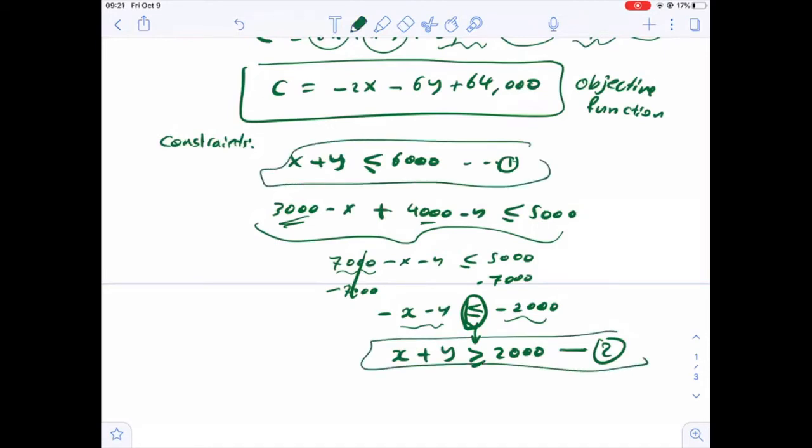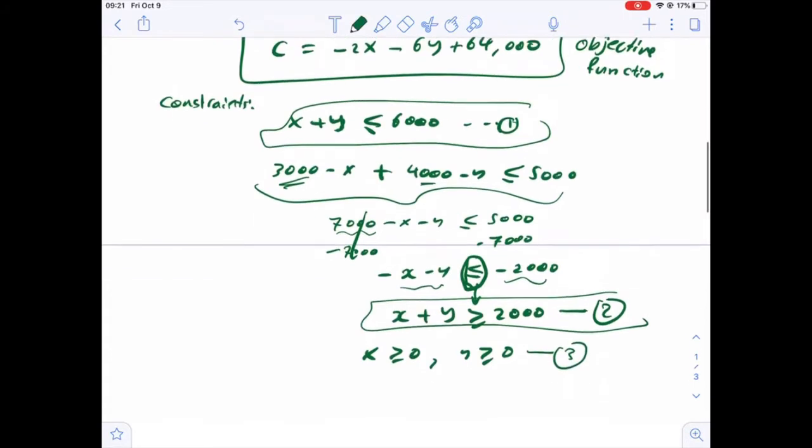So we have this constraint, this constraint. We have other constraints. We know that x should not be negative, and y should not be negative, because those are non-negativity conditions. X is the number of items, can be 0 or positive, but it can't be negative, and the same thing for y. So this is number 3.